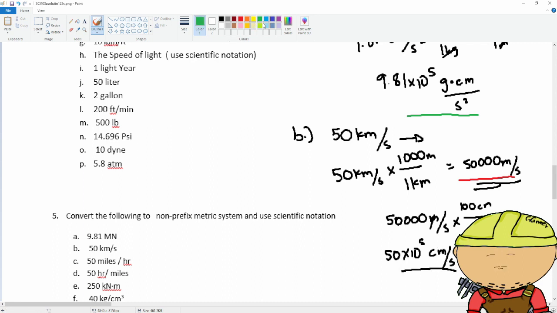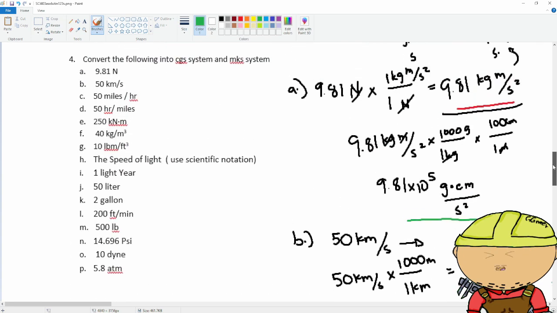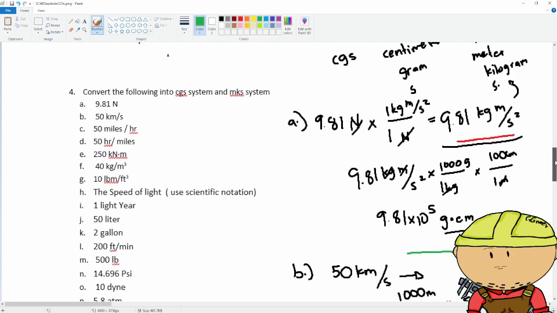or 5 million centimeter per second. Let's continue to letter C.